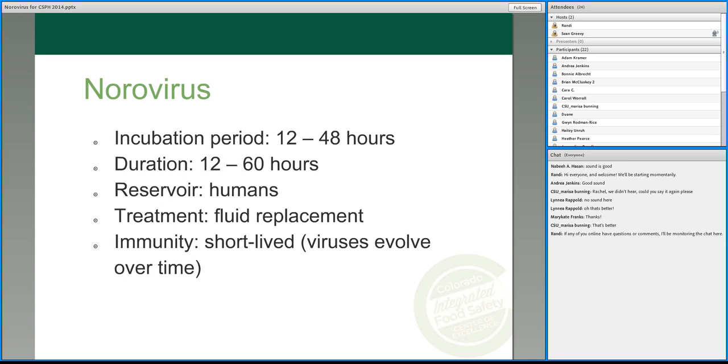So the incubation period ranges from 12 to 48 hours. When we look at Colorado outbreak data and get the average incubation period from those, it hovers around that 30 to 36 hour range. The duration, thankfully, is fairly short-lived, ranging from 12 to 60 hours, and we humans are the reservoir for norovirus.